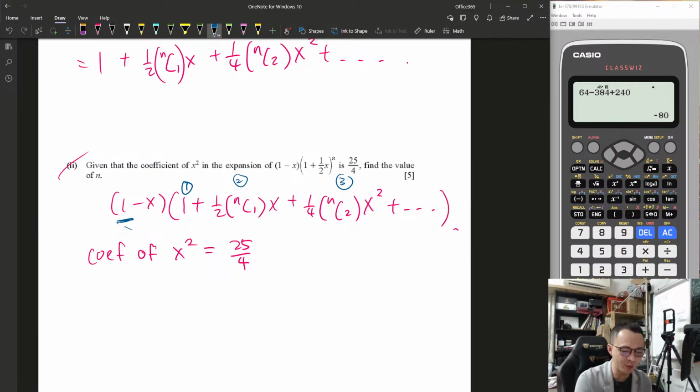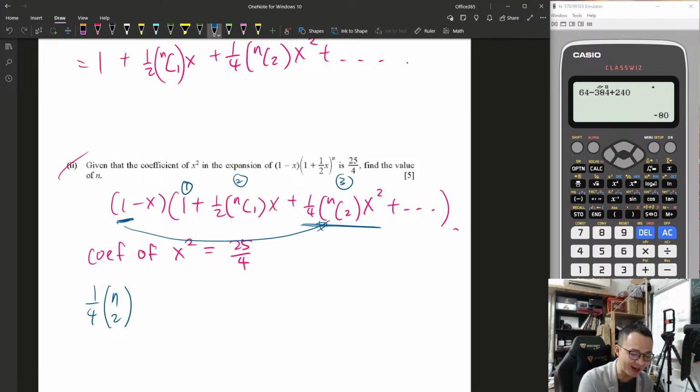Alright, so basically the 1 has to multiply this term. Because if I use 1 to multiply this term, I can have the term with x squared. If I use 1 to multiply 1, I get a constant, which is not what I want. I want to find the coefficient of x squared. Therefore, my 1 needs to multiply this one, which is 1 over 4 nC2. I just write nC2 to save myself some space. Since it's the coefficient of x squared, I no need to write x squared. Or if you prefer nC2, you can write that.